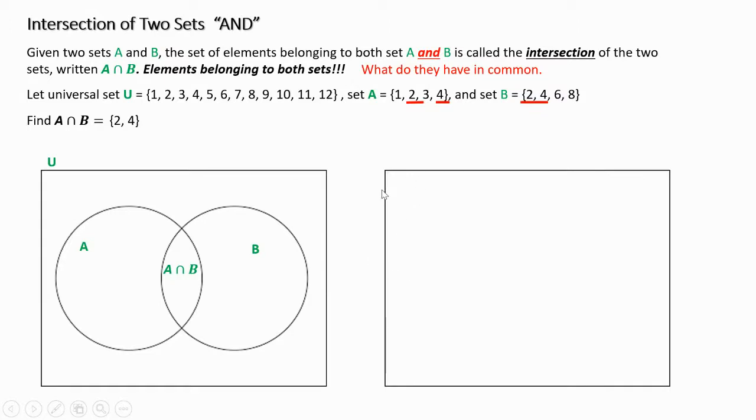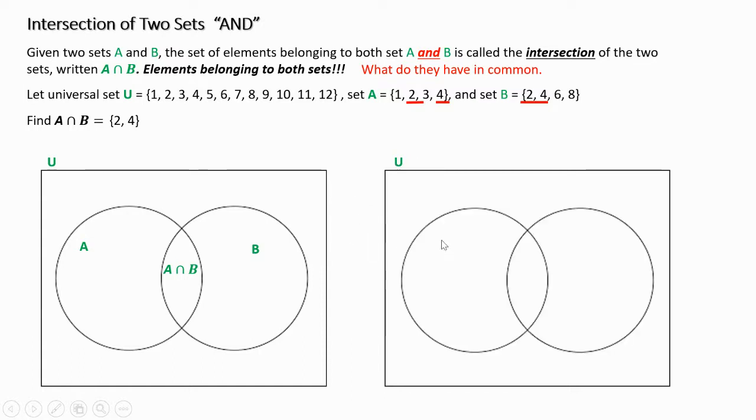Now let me do it again and set it up so it can be more visual. This is my universal set. This is set A and set B. You always start where they intersect. What they have in common is the 2 and the 4, so you always start there. Then this is set A, so what's missing?